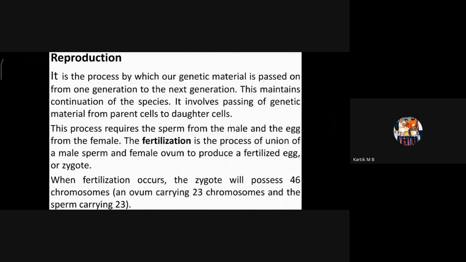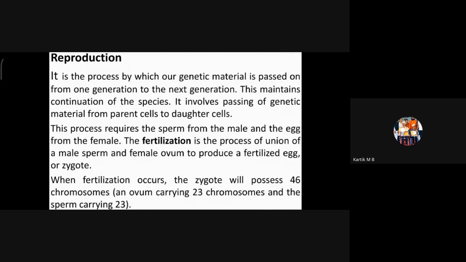That means one cell was the parent cell, but when it gets divided into two cells, those two cells are daughter cells. Now this process requires the sperm from the male and the egg from the female. Here we are talking about human reproduction. The male gamete, or reproductive cell, is known as sperm. And the female produces egg.